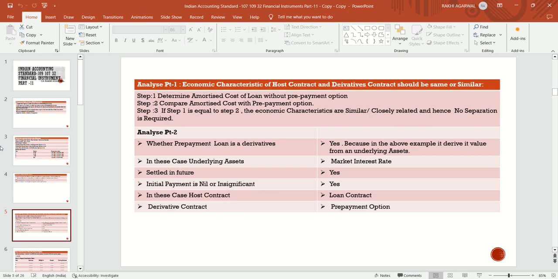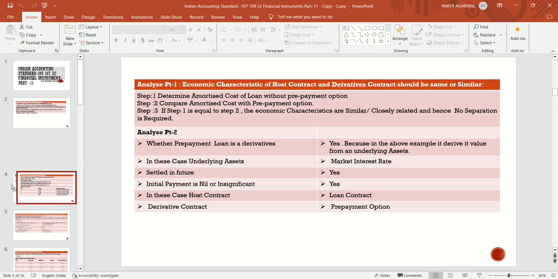In this case, the underlying asset is the market interest rate, because in the case of a prepayment option, versus without a prepayment option, it will be settled in future, because settlement happens after 5 years. The initial payment of this loan is nil. In this case, the host contract is the loan contract, the main contract, and the derivative contract is the prepayment option inserted, embedded, hidden in the loan contract.